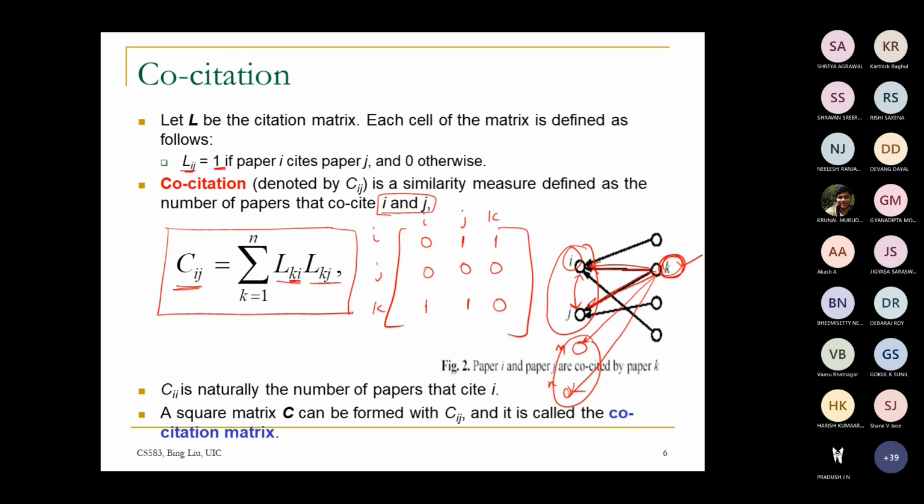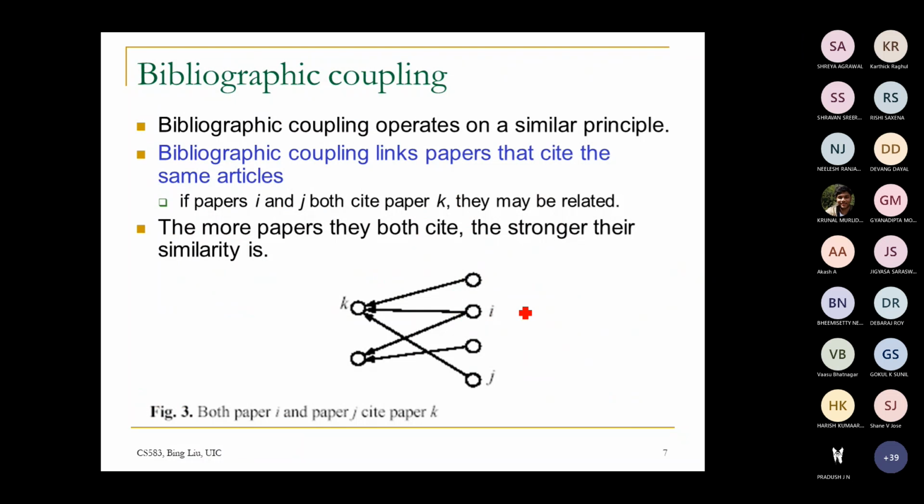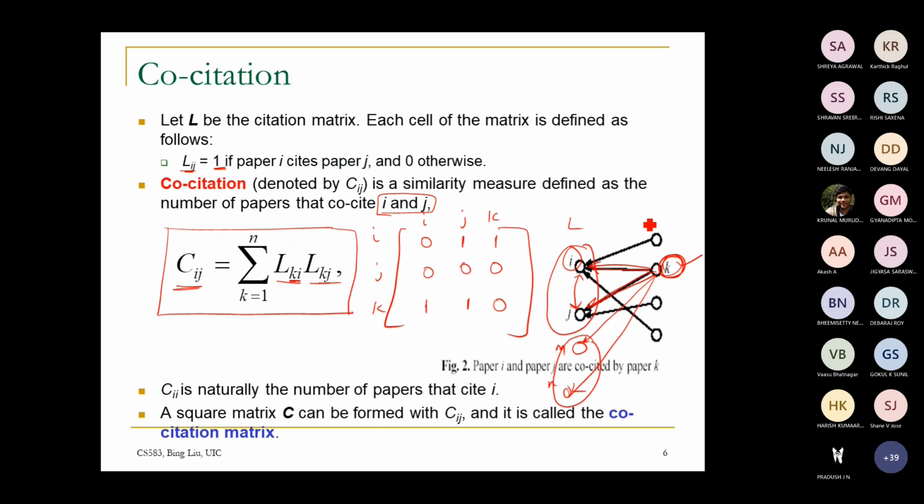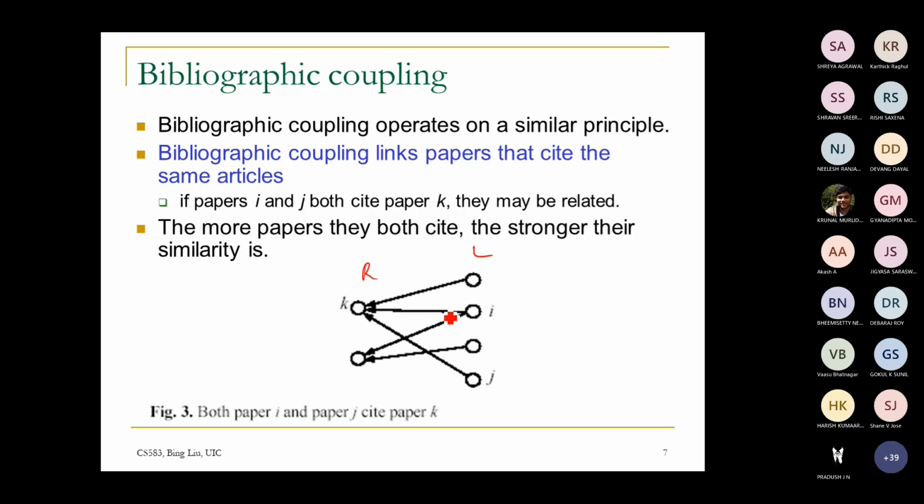It is almost the same as co-citation, but instead of incoming links, there will be outgoing links. Now we'll make I and J on the right and left, and anyhow I is going to cite K, and then J is going to cite it. So bibliographic coupling is going to link papers that cite the same article. If papers I and J both cite the paper K, they may be related. See, I and J both are citing K. I, J, K, L, M, many papers are citing towards that.